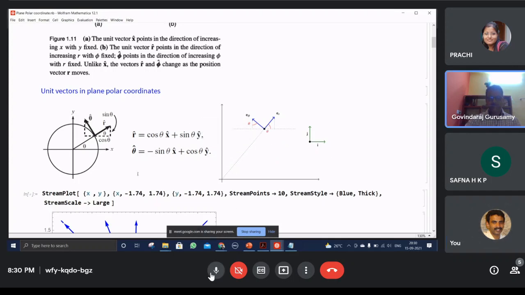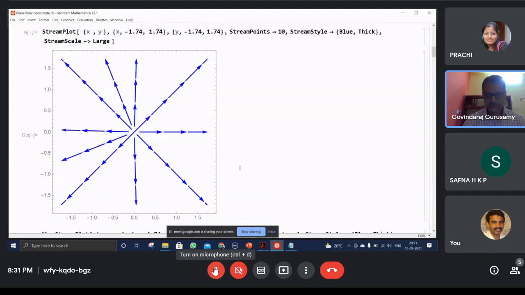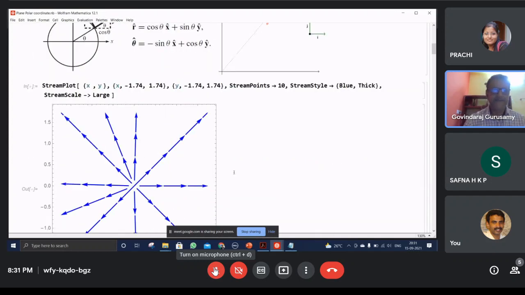That we are going to see. When theta changes, what is going to happen? Now you can see that when theta changes, this r cap is changing. Which means we will go through this in some more detail and we'll come back.